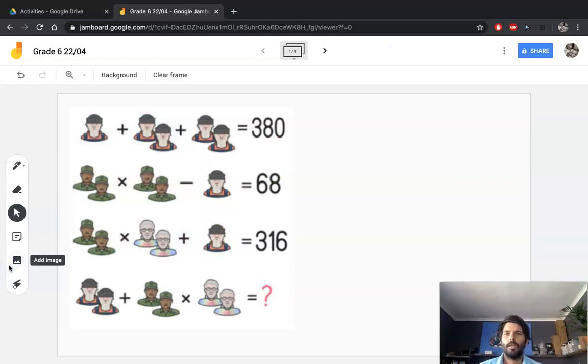So the first thing we're looking at is 380 divided by 5. If you work out 380 divided by 5, you should get an answer of 76. So if one of those guys is 76, then two of them are going to be 152. So we'll have 76 plus 152 plus 152. You guys have got to admit that my handwriting on Google Jamboard has improved a heck of a lot.